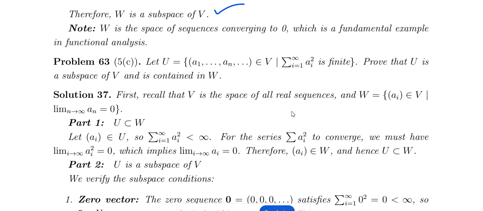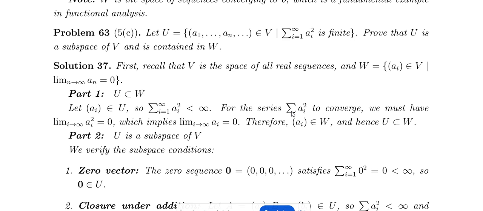And U equals the collection of sequences once again, but how does the condition change? Summation of ai square is finite. Okay, a TRB question can also be asked. The condition is that summation of ai square is finite. It is also a collection of sequences. Is it a subspace of V? Okay, and is it contained in W?